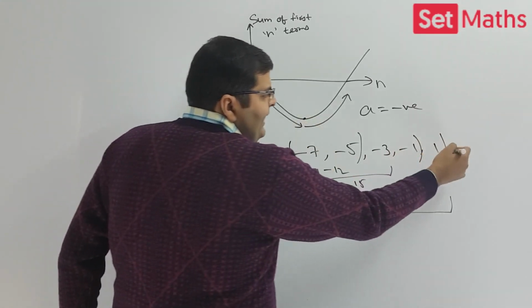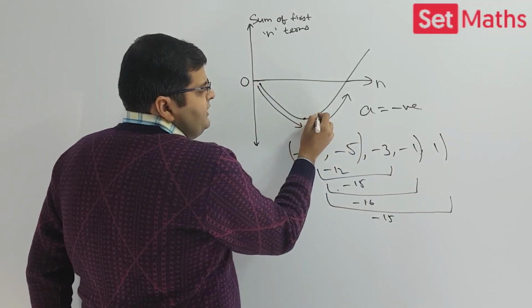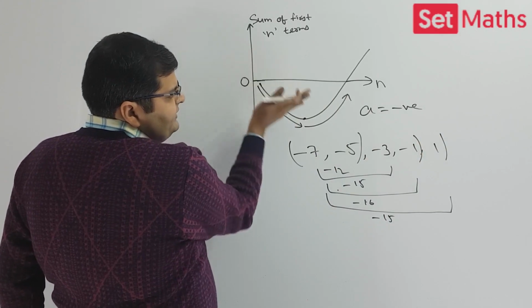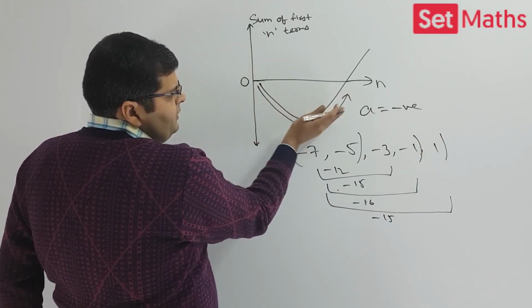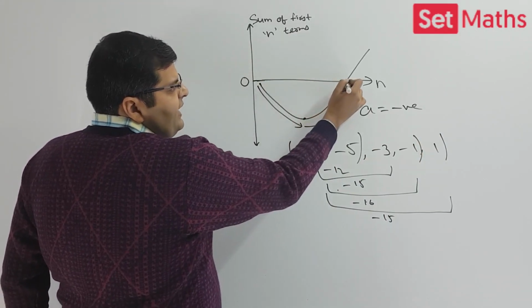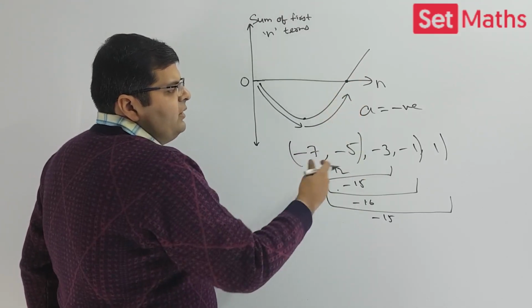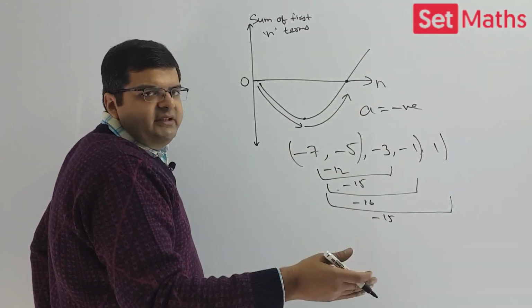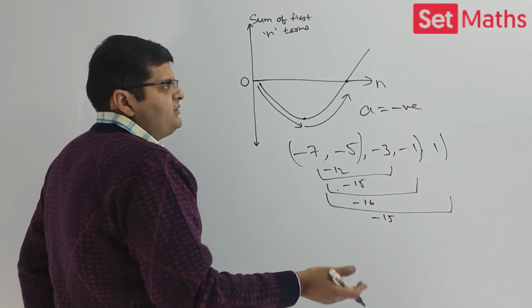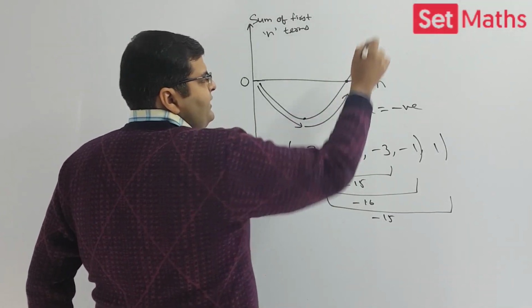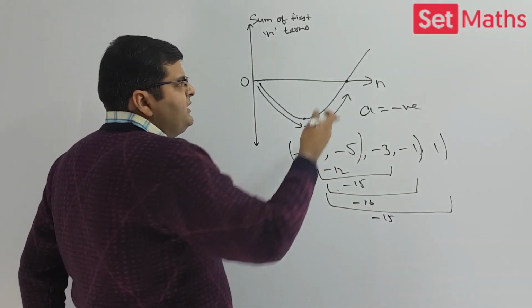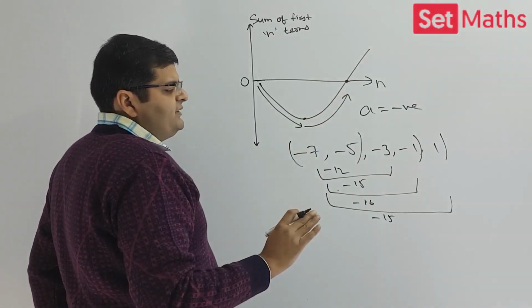If I keep on adding the positive terms, the negative value will diminish and move up on the y-axis, and at a particular point the sum will be 0. That means all the negative and positive terms will cancel out each other. From there onwards, there will only be positive terms, which will add to give us a positive result.